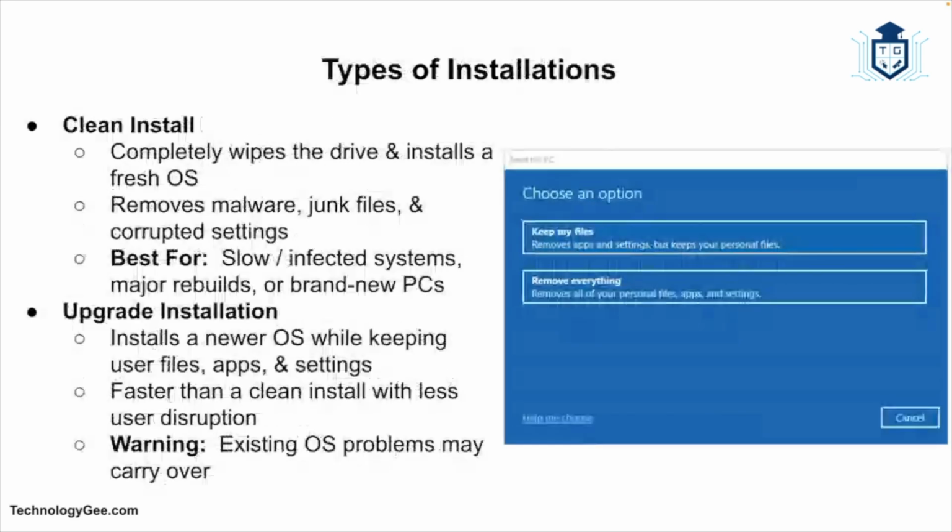All right, so let's go ahead and talk about the types of installations. Once you've chosen your boot method, it's now time to decide what type of installation you're going to do. The first one we have is called a clean install, and this is the wipe it and start fresh method. Basically, it erases all data on the drive.